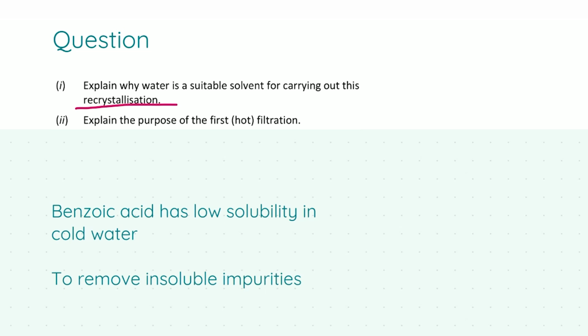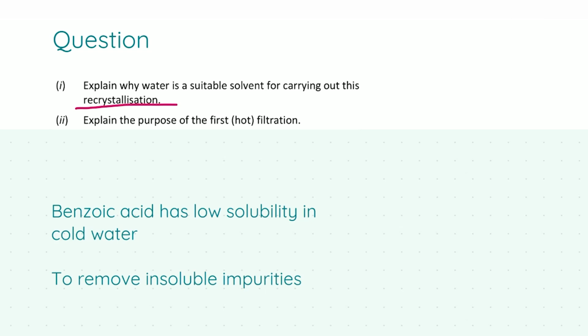You could also say the opposite, that benzoic acid has high solubility in hot water. So either would work, because both hot and cold solutions would be needed for this experiment.